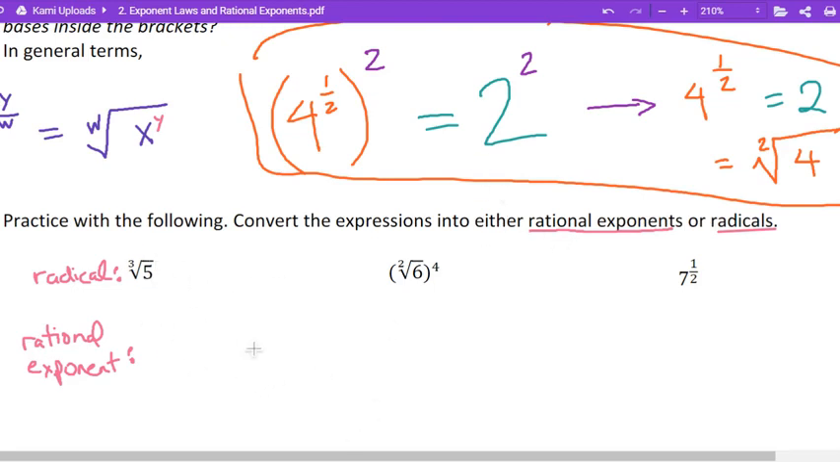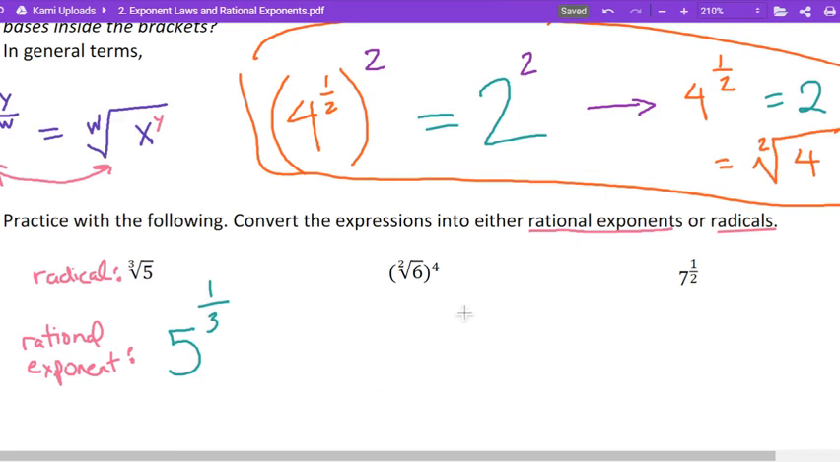All right. So we're going to practice going between these two forms. We are starting in the radical form, and so the radicand, the 5, becomes the base. Now we have to write the exponent as a fraction. In this case, there is no power. The only thing we see is that this is the cubed root, so we write 1 over 3.